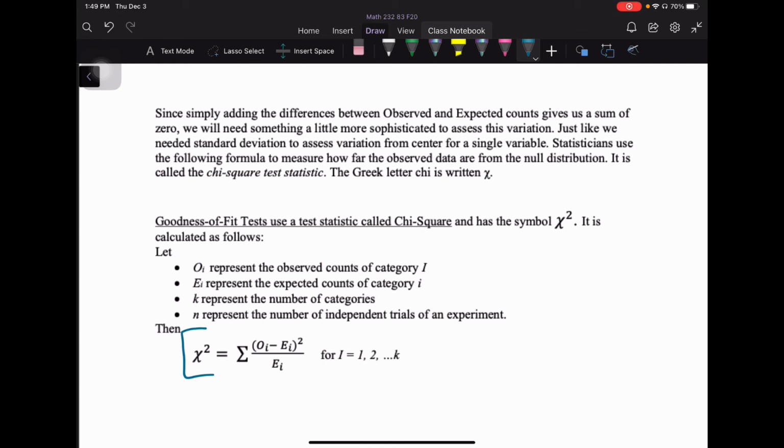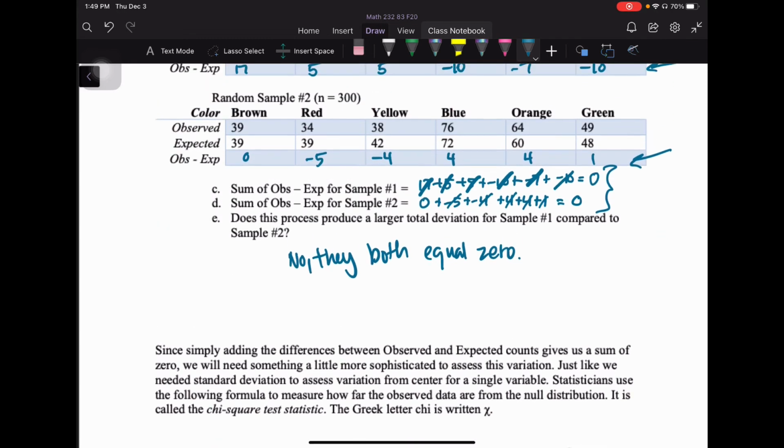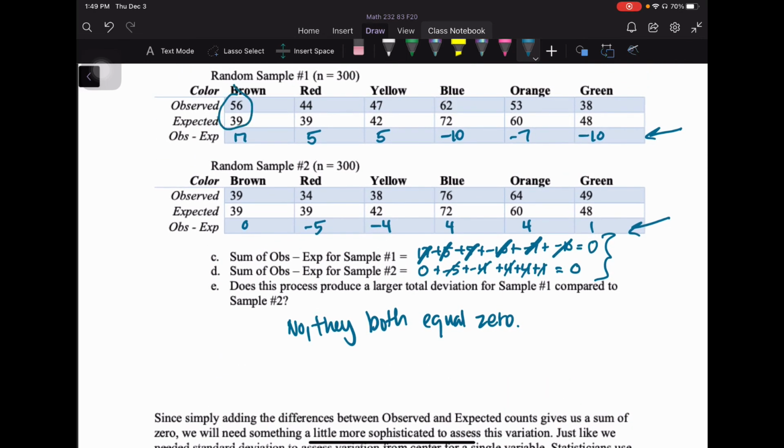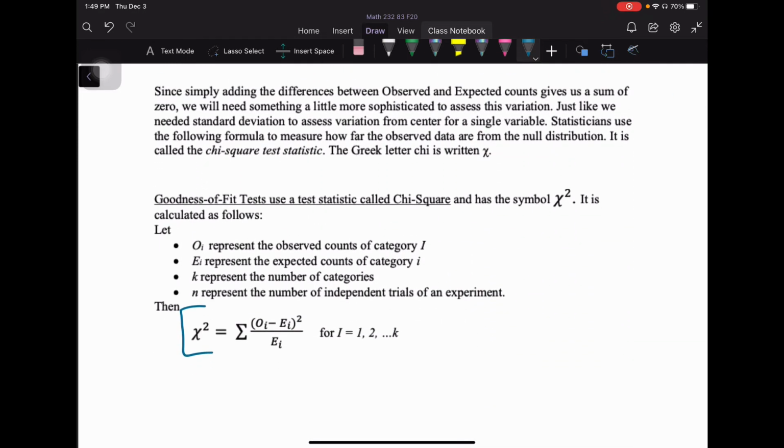Now, StatCrunch is going to do this for us. But if I was going to calculate, let's say for this first value here, 56 and 39, okay? I observed 56, I expected 39, I square that, and then I would divide by 39. And then I would move on to the next value and the next value, okay? Now notice that I'm not square rooting in here, so I'm not getting back down to a smaller number. I'm just adding up. So the larger your chi-squared value, the larger variance that you have.